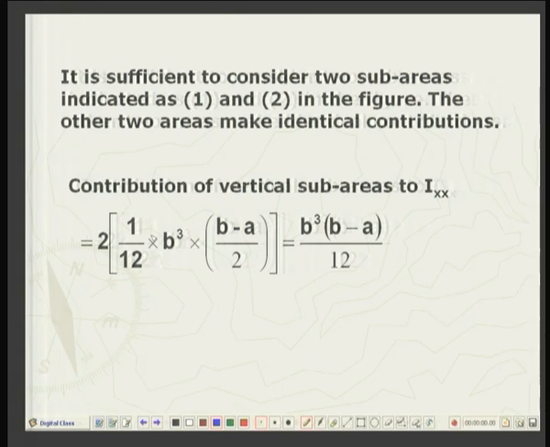And since one rectangle is on the left and the second on the right, symmetrically placed, the contribution is equal. So, adding up the contribution means twice. So, twice into 1 by 12 b cubed into the thickness of the rectangle, that is b minus a by 2. And if you simplify this, you will very easily have b cubed into b minus a divided by 12, right.